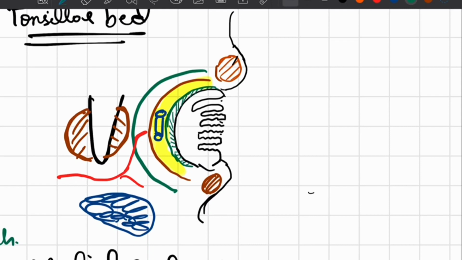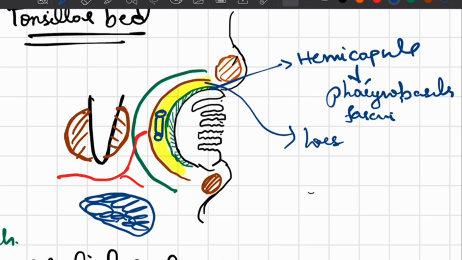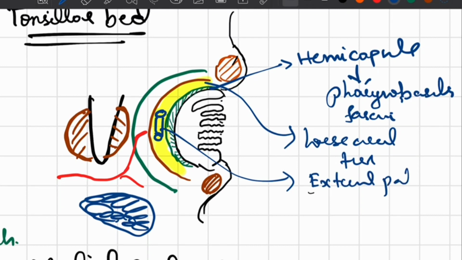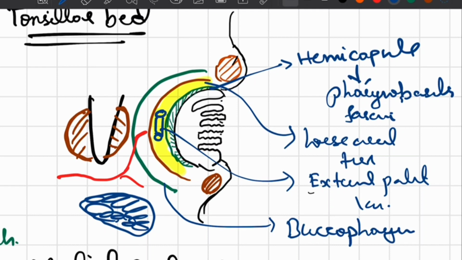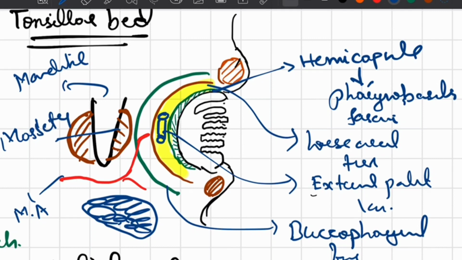First is the hemicapsule, which is formed by the pharyngobasilar fascia of the pharynx. It is loose areolar tissue. This is the external palatine vein, this is the buccopharyngeal fascia, the maxillary artery. This is the mandible, this is the masseter, this is the medial pterygoid, and this is the submandibular gland.